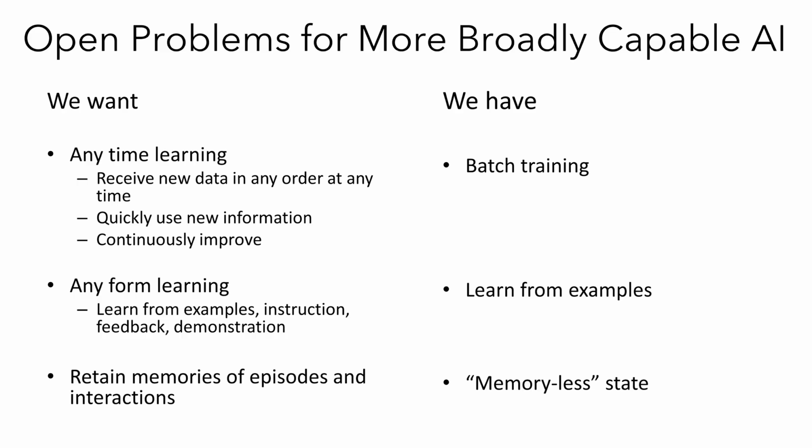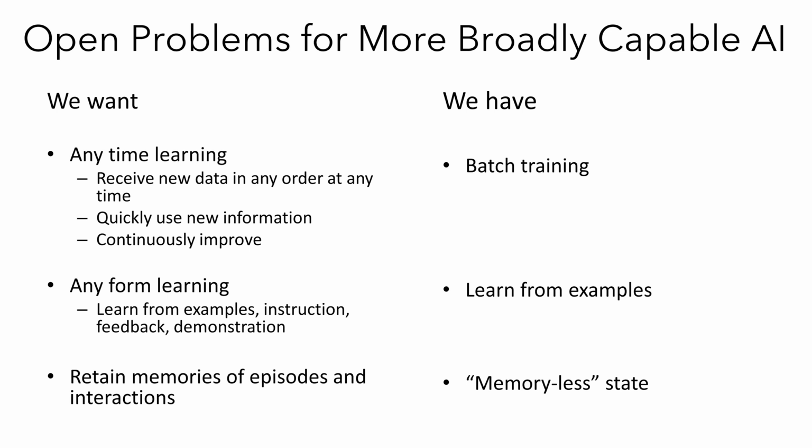So I want to end just by mentioning a couple of open problems that I think are really important in terms of understanding the limitations in the future of AI. So what we really want are AI models that are capable of anytime learning. They can receive new data in any order, quickly use new information, and continuously improve. But what we have for the most part is batch training. You train for a long time, freeze the parameters, and deploy it.